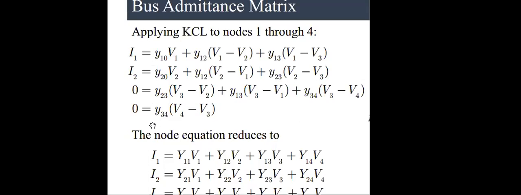And the nodal equation, when you generate that equation for I1 in terms of capital Y11, here you can see Y10 in small y, but here it is Y11, that is the capital Y. And that capital Y11, if you can recall, is nothing but the self admittance or driving point admittance.